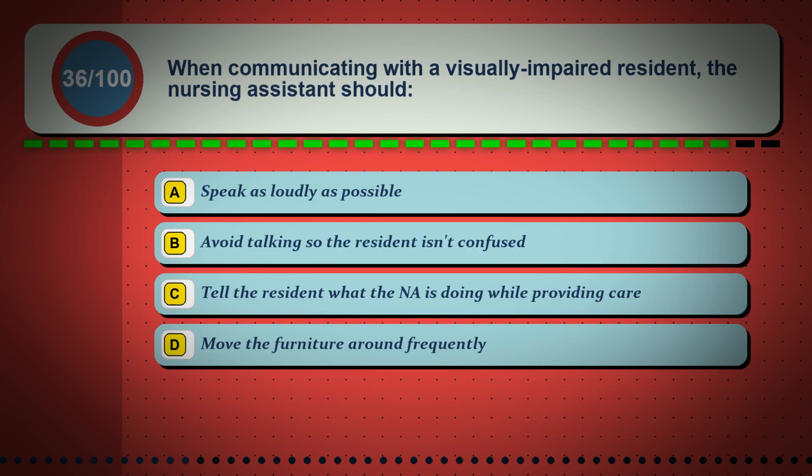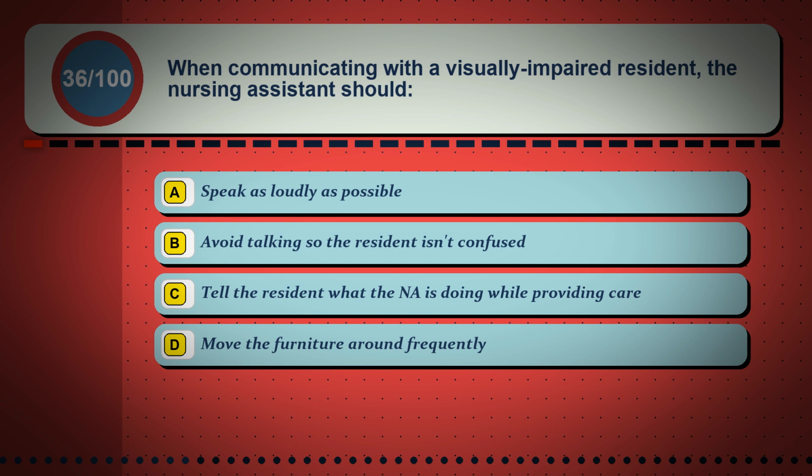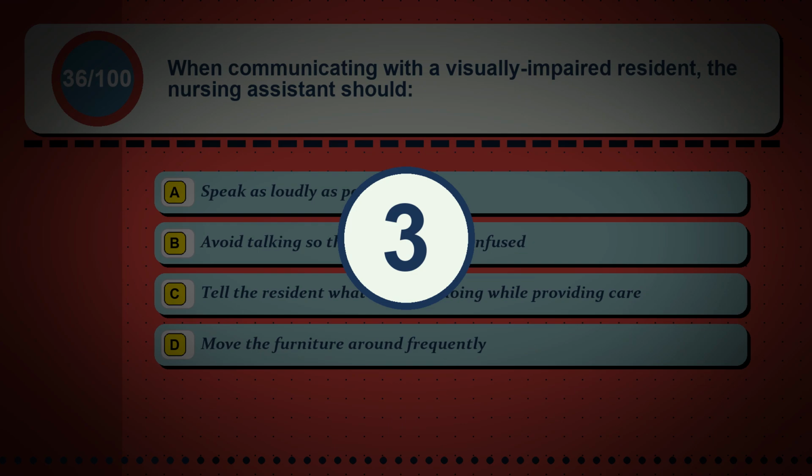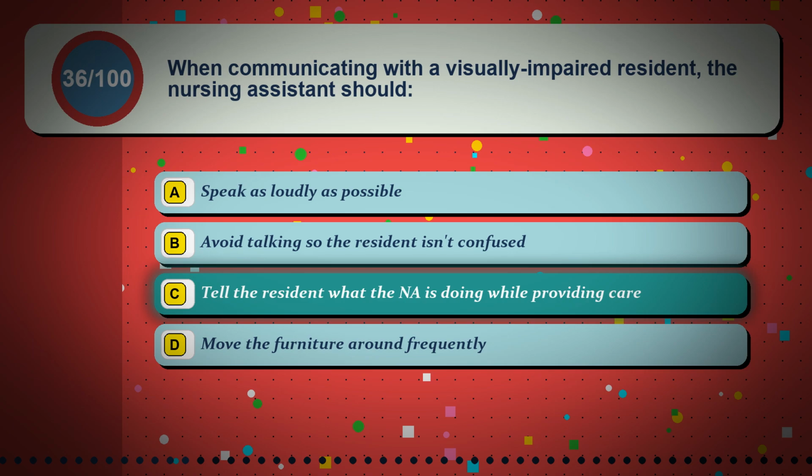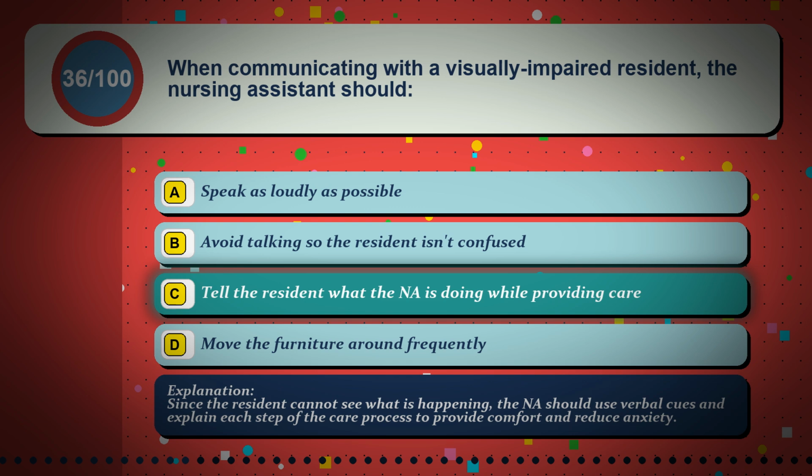Question 36. When communicating with a visually impaired resident, the nursing assistant should: Option A, speak as loudly as possible. Option B, avoid talking so the resident isn't confused. Option C, tell the resident what the NA is doing while providing care. Option D, move the furniture around frequently. The correct answer is option C. Tell the resident what the NA is doing while providing care. Since the resident cannot see what is happening, the NA should use verbal cues and explain each step of the care process to provide comfort and reduce anxiety.